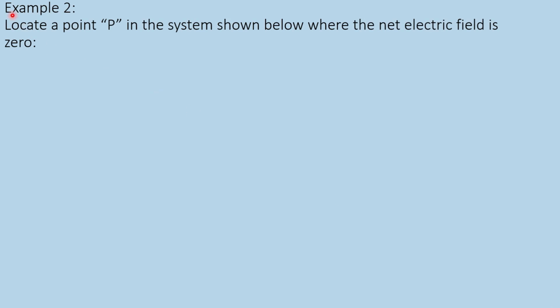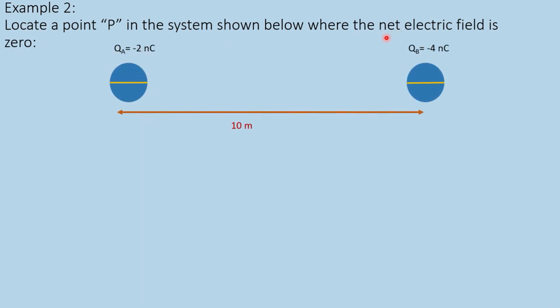Another example, locate a point P in the system shown below where the net electric field is 0. We have two negative charges, so they are like charges, then the equilibrium position is between them next to the smaller charge. So point P is close to the minus 2 nanocoulombs. When we have negative charges, remember that the minus sign indicates the polarity. When I want to compare, I compare the magnitude. This one has a magnitude of 2 nanocoulombs. This one has a magnitude of 4 nanocoulombs, so this one is smaller.